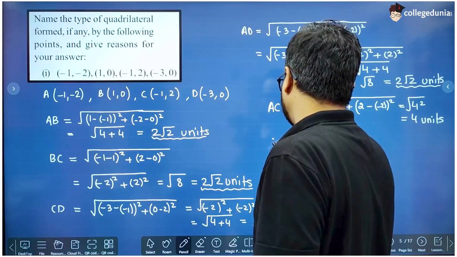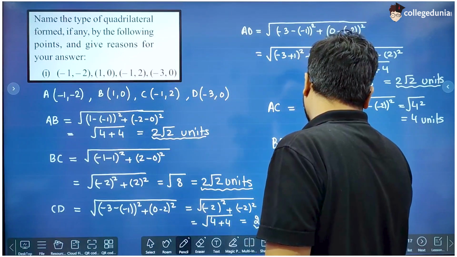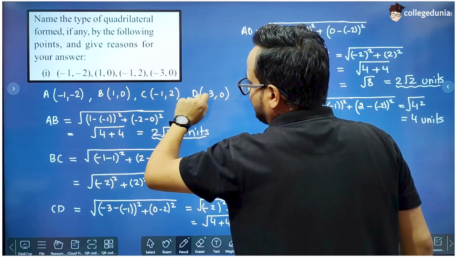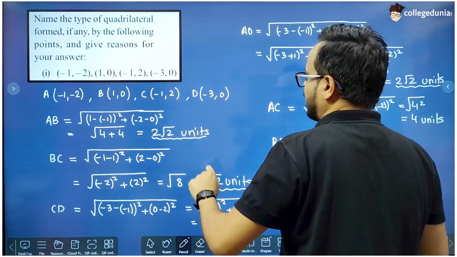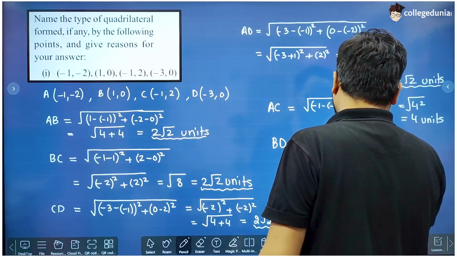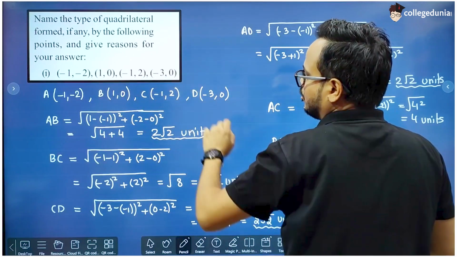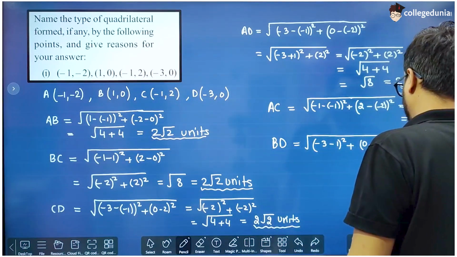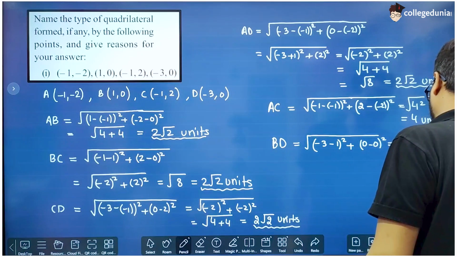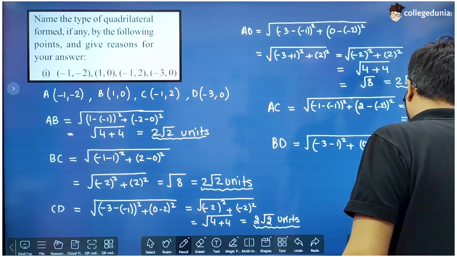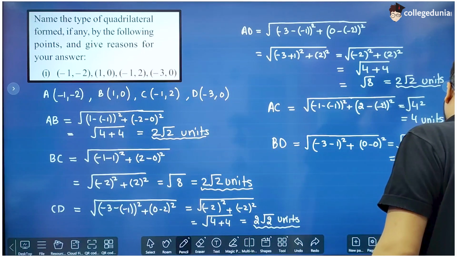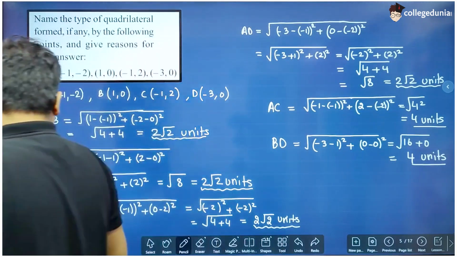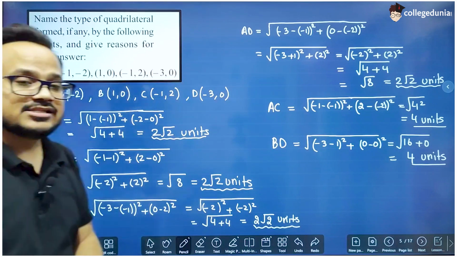Now let's find the other diagonal, which is BD. These are the coordinates of B and these are the coordinates of D. So BD is the square root of (minus 3 minus 1) whole square plus (0 minus 0) whole square, that is minus 4 whole square, which is 16, plus 0. So the root of 16 is 4. So it is 4 units. So both the diagonals are equal.